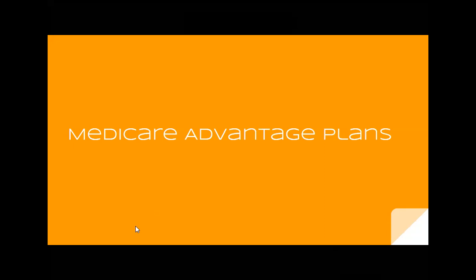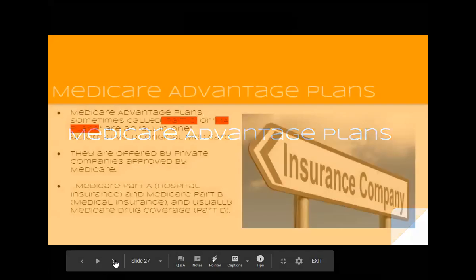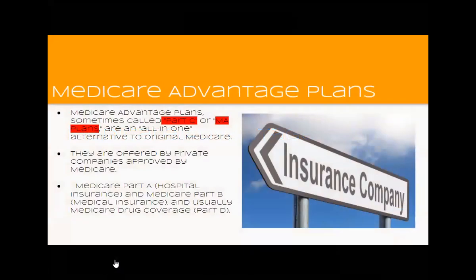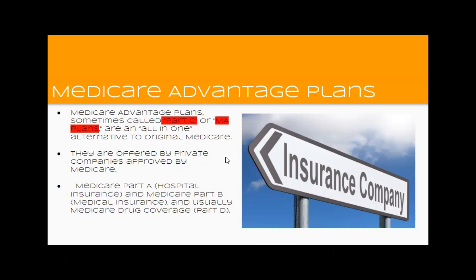Tonight we're going over Medicare Advantage plans. A Medicare Advantage plan is sometimes called Part C or an MA plan. This is your all-in-one alternative to original Medicare. From yesterday, we taught that original Medicare is just Part A and B. Part A is your hospital and B is your medical. Medicare Advantage plans are offered by private insurance companies and approved by CMS. They only operate because the government gives them permission.